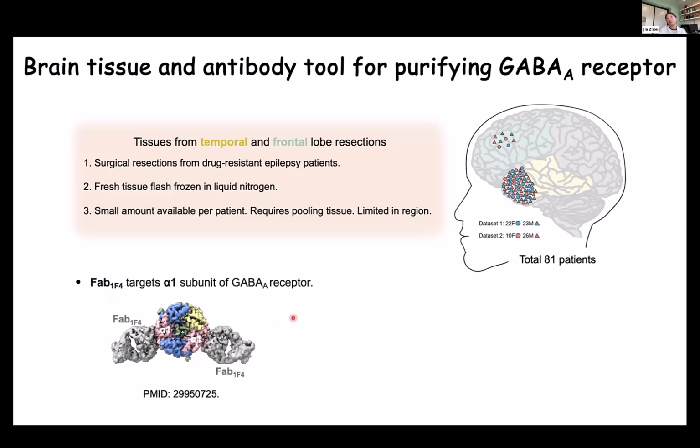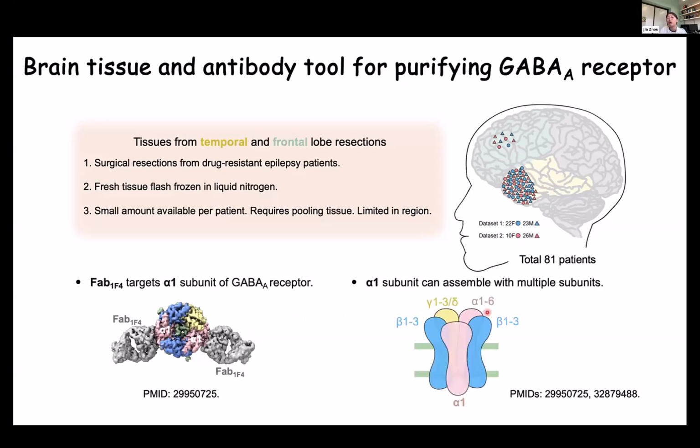But why did we choose an antibody that only targets the alpha-1 subunit? The first big reason is that alpha-1 is very highly abundant across the different brain regions. The second reason is that alpha-1 can assemble with multiple subunits. As you can see here, all the alpha subunits, all the beta subunits, all the gamma subunits, and also the delta. So we expect to get as many compositions as possible from the human brain with this antibody tool.